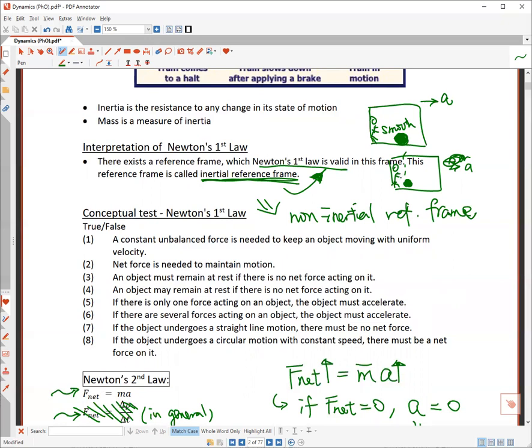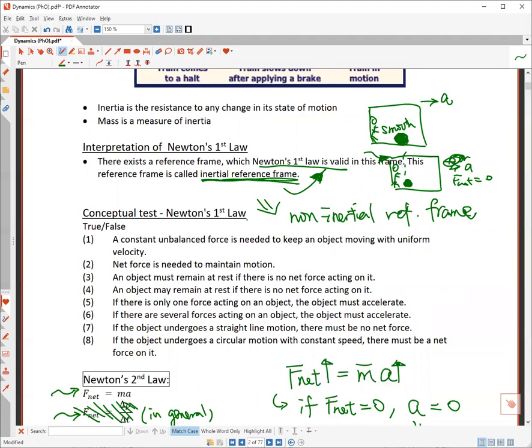But you can't find any net force acting on the ball. There's no friction. All the forces are balanced. So in the frame of the car, Newton's first law is not valid. And then this frame is called the non-inertial reference frame. Okay, because even though there's no net force acting on the ball, there is an acceleration of the ball relative to you.